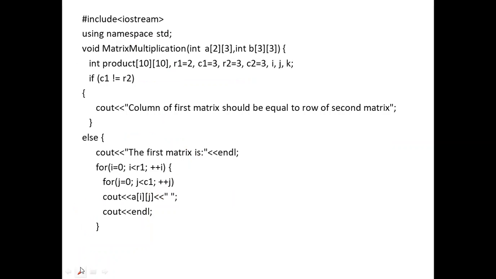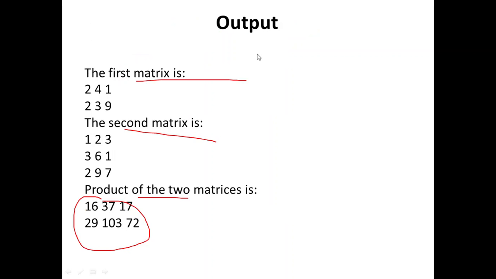You already know the first two lines, like hash include iostream and using namespace std, right? And here we are using functions to multiply. The function name is matrix multiplication. This is the function declaration step, right? The function declaration means the data type of the output data, the function name, and two inputs. Here we have declared two inputs, right?